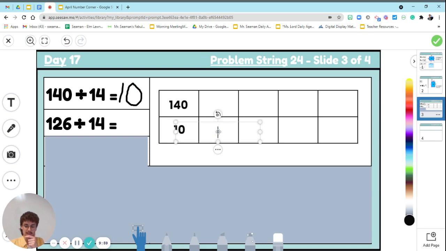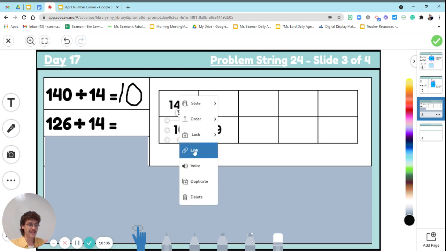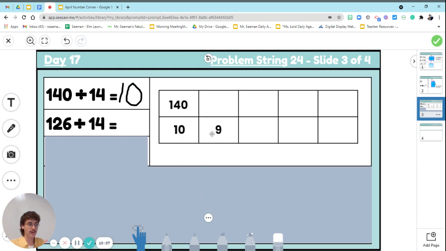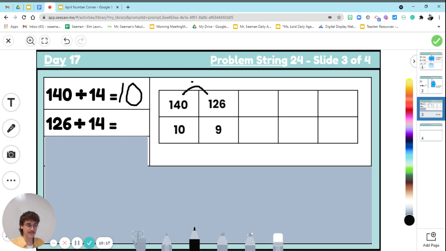So then if I write 9 here, because this is going to be like our ratio tables. For 10, I had 140. For 9, I have 126 because I am subtracting 14. So subtract 14. This is going to be subtracting 1.